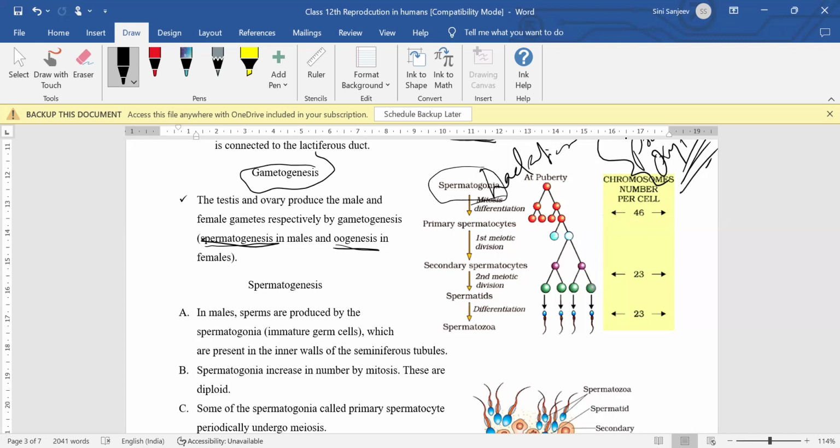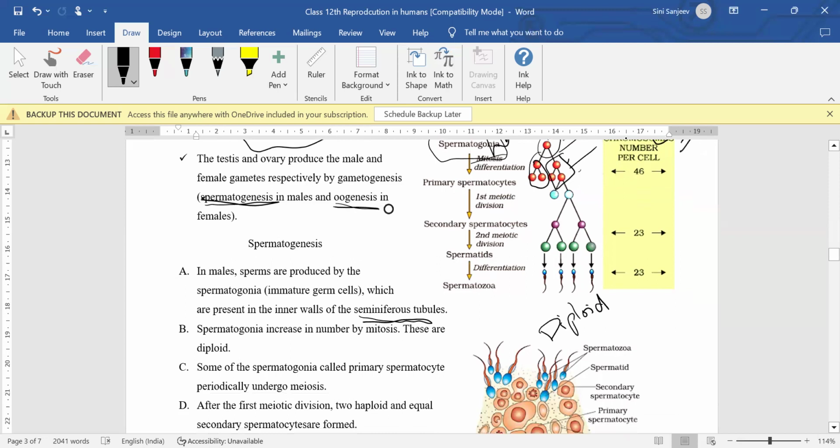Now, the spermatogonia are immature in the beginning, and they are present in the seminiferous tubules, which we have already learned. When mitosis takes place, the immature spermatogonial cells increase in number by mitosis and become diploid. You can see here that at puberty one cell multiplies and different cells are formed, meaning the number is increased. After the mitosis, the spermatogonia are converted into primary spermatocytes. This primary spermatocyte undergoes the first meiosis, then secondary spermatocytes are formed, which undergo a second meiosis.